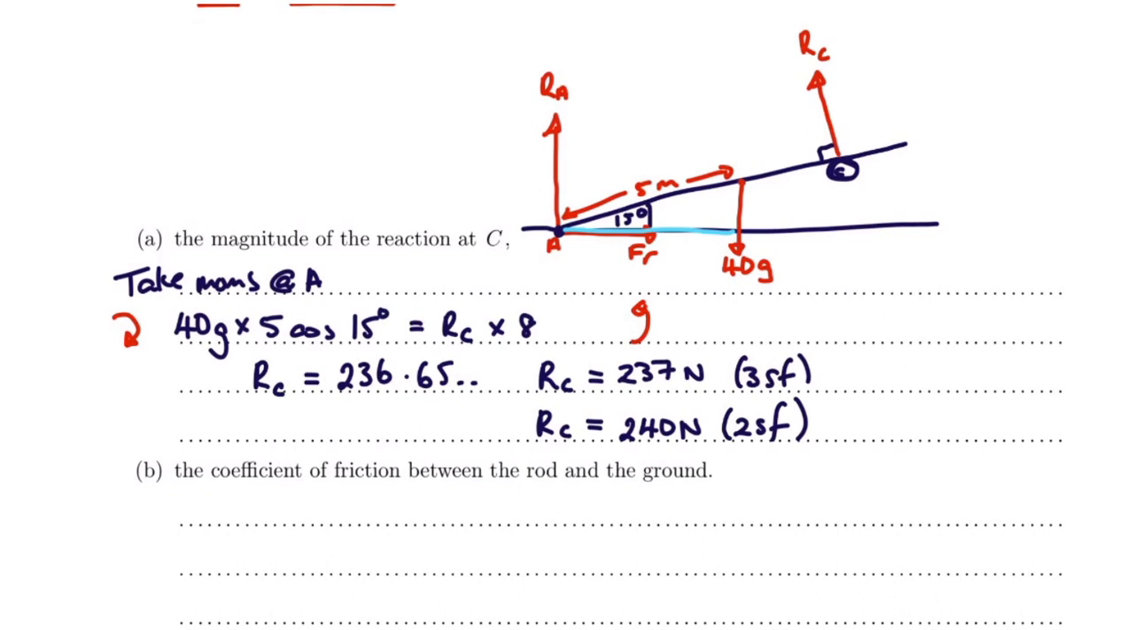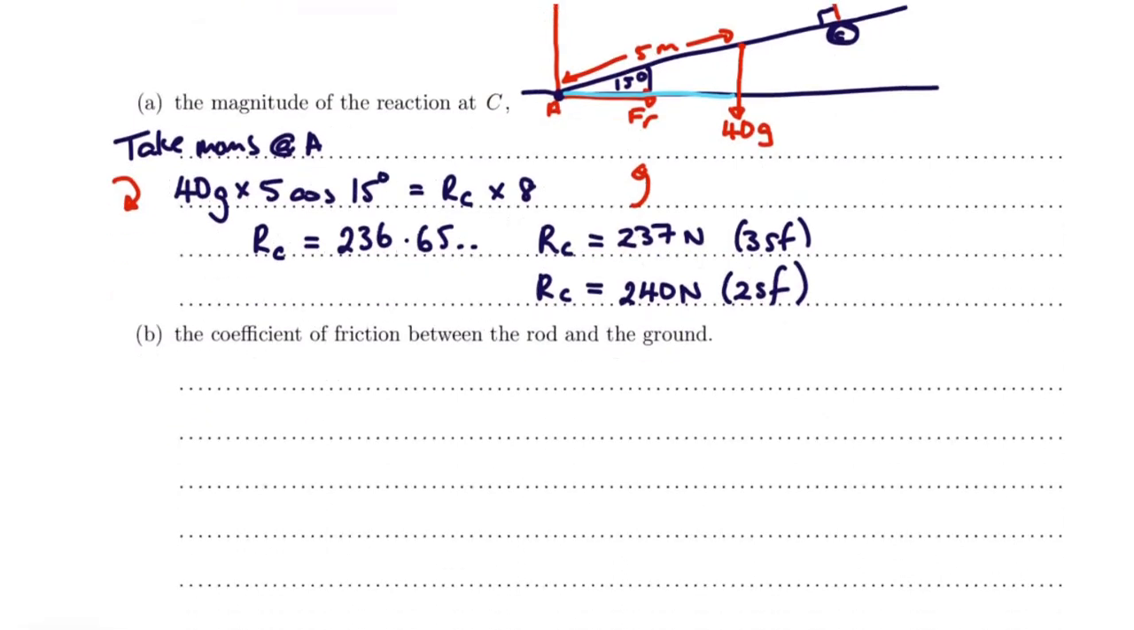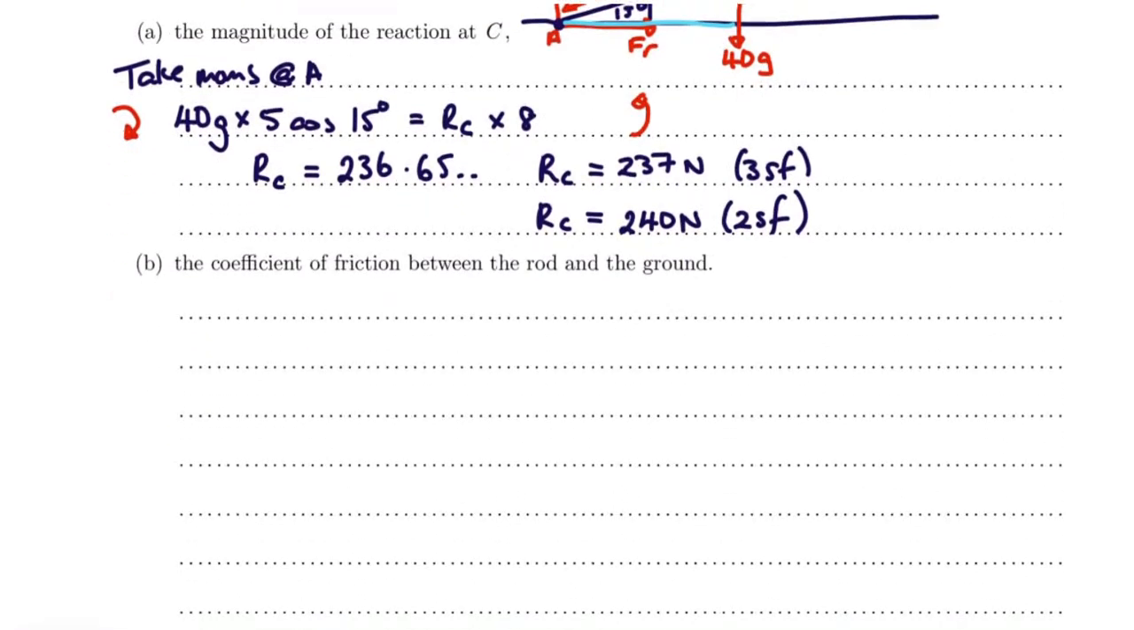Okay, and in order to do that, I'm going to resolve my forces. Now remember that coefficient of friction is a measure of roughness between the bottom of the beam, the rod, and the ground. So we know that friction equals mu RA. That's quite important to us, because it's in limiting equilibrium. If it was not on the point of moving, friction will be less than mu RA.